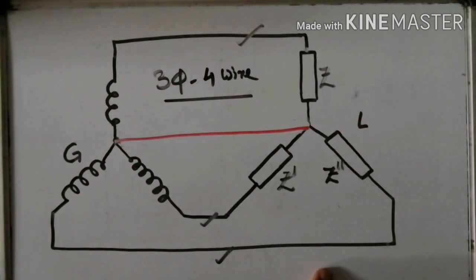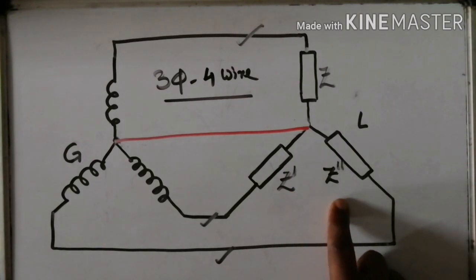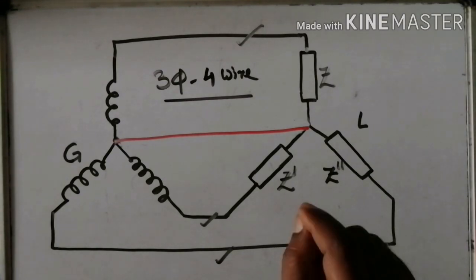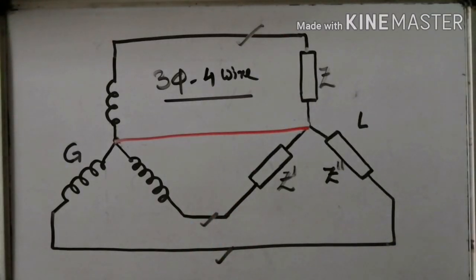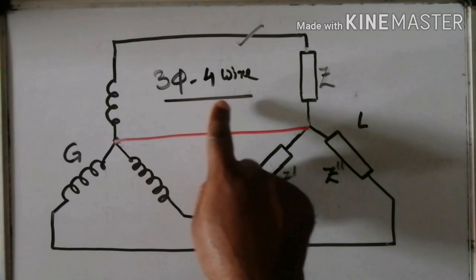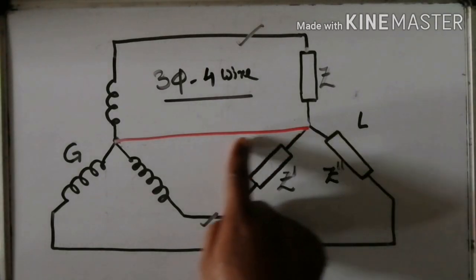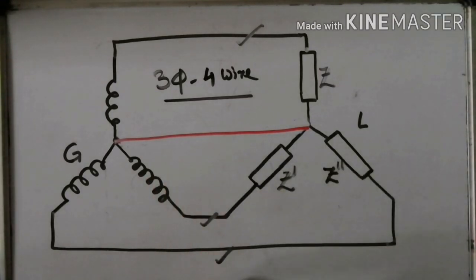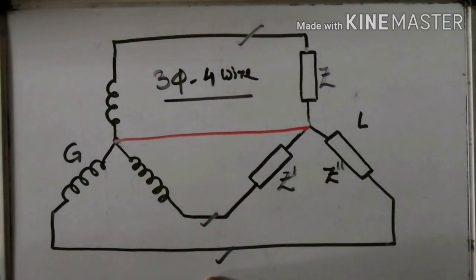Now see the diagram very carefully. This one is Z, this one is Z dash, this one is Z double dash. All the loads are different. That's why there is a need for a neutral wire. So this system is known as a three-phase, four-wire system. Now think about the size of the neutral wire. The size of the neutral conductor can be the same size or maybe slightly smaller than the other conductors.